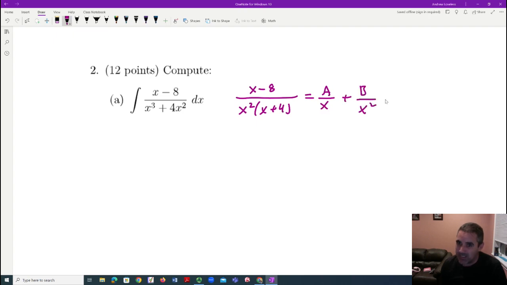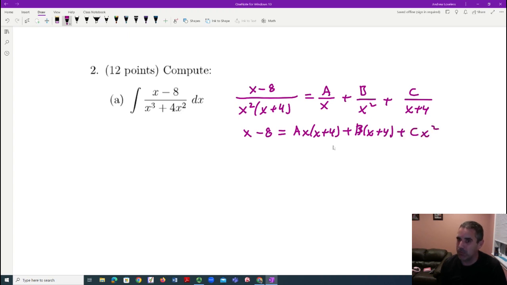This is a repeated linear and a distinct linear. Notice how there are 3 unknowns and the bottom variable is 3. We talked about some of these things in class. Now you cleared the denominators. This is x, x plus 4. So you can see this exam, nothing surprising, but you do have to know all the techniques. If you're fuzzy on a technique, that's where you're going to suffer.